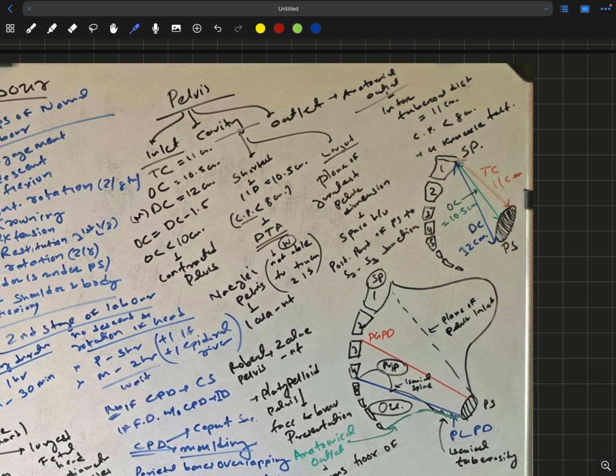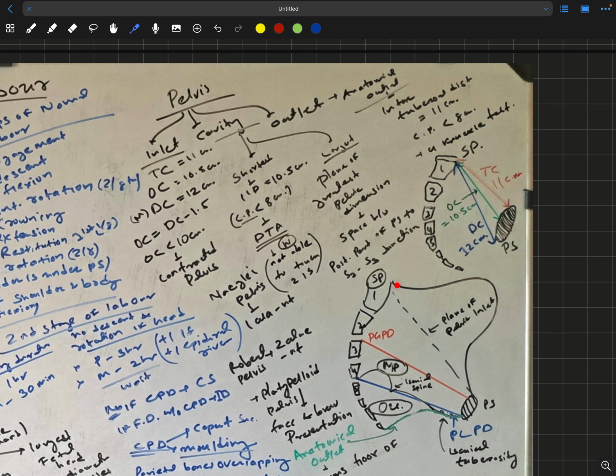How can we measure the diagonal conjugate? Suppose this is the pubic symphysis, and here is our vagina. We put two fingers inside like this and palpate using our fingers. Ideally, we should not be able to touch the promontory. That means the length is adequate. So we can measure this distance, and this is the diagonal conjugate.